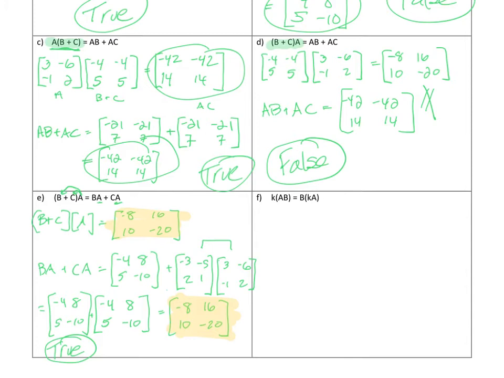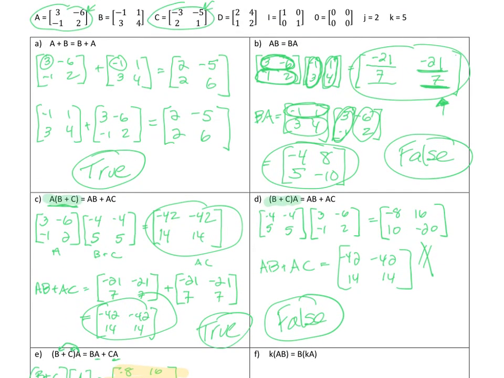Okay, K times AB. K is just a number, it's a scalar, it's 5.